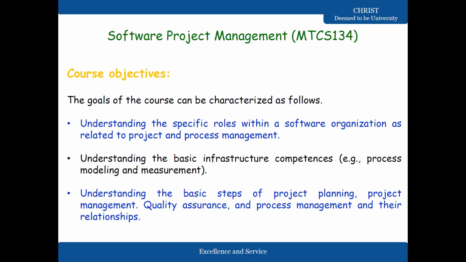What's the main objective? The aim of the course has 3 points, okay? Understanding the specific roles within a software organization as related to project and process management, understanding the basic infrastructure competencies, for example process modeling and measurement, and understanding the basic steps of process planning, project management, quality assurance, and process management and their relationships. So these are the goals of the course.